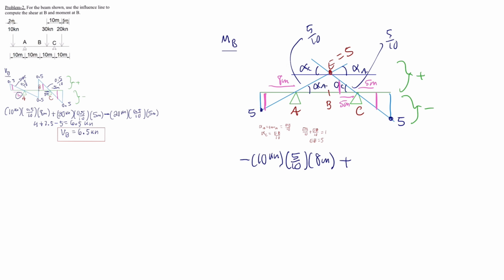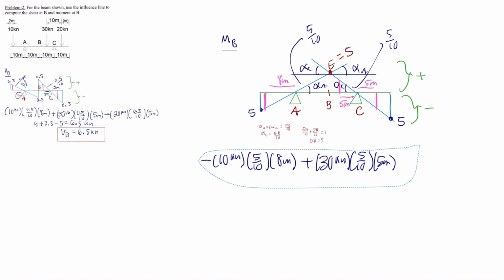And then we will do the second one. Now we add this one because this one is up, which is positive. So we will do the 30 kilonewtons times the slope, which is 5 over 10, times the distance, which we mentioned was 5 meters. And once again, this last point load is below it, so it will be minus 20 kilonewtons times the slope, which is 5 over 10, times the distance, which is 5 meters.